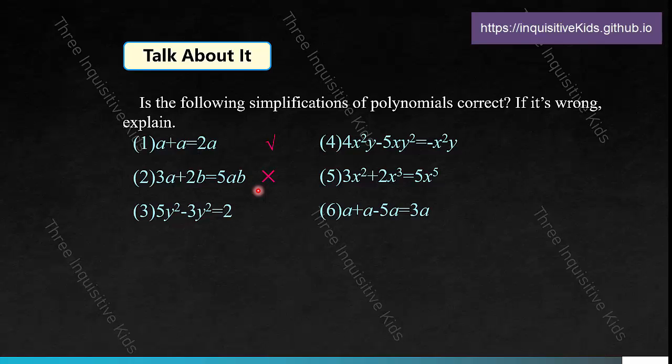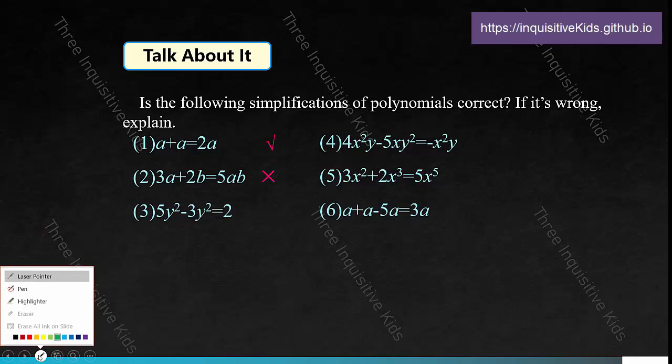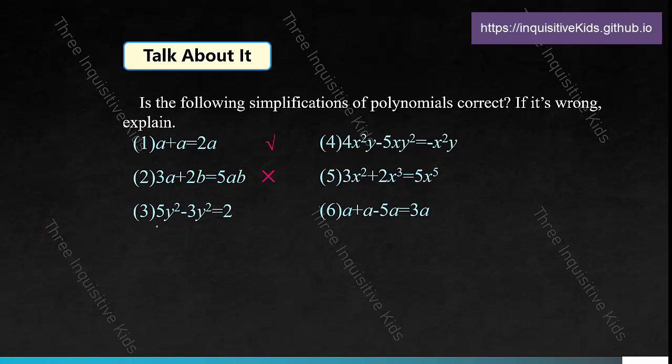3. 5y squared minus 3y squared is equal to 2. Here is something that many students get confused with. They think that 5y squared here is equal to 5 plus y squared. Remember, this is not a mixed number. That does not work that way. This is multiplication right here. It's multiplication.